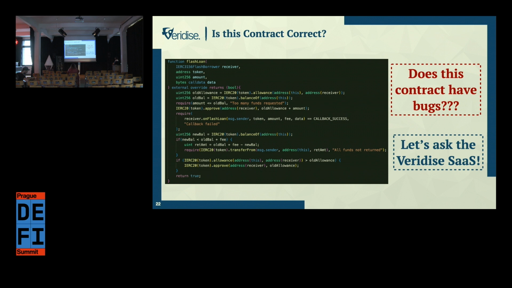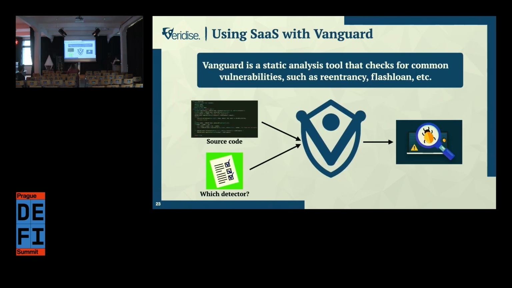However, let's ask the Veridise tools if this contract has bugs. The first tool that we are going to use is Vanguard, a static analysis tool that can check for common vulnerabilities such as reentrancy, flash loans, and so on. Users can interact with it by providing the source code and a list of detectors. Then Vanguard, under the hood, will run the source code against this list of detectors and will output a list of potential issues.